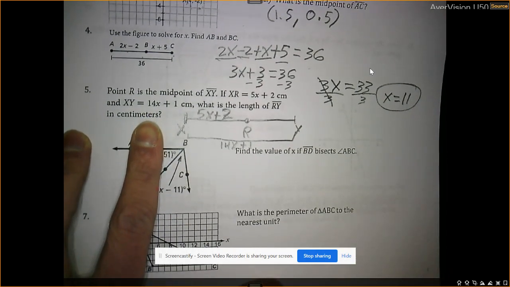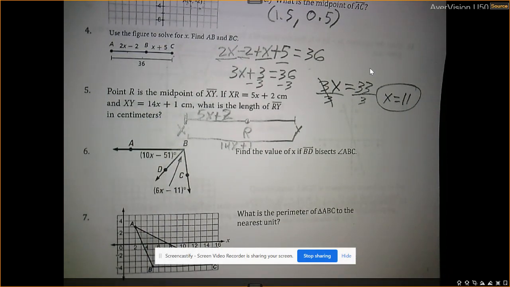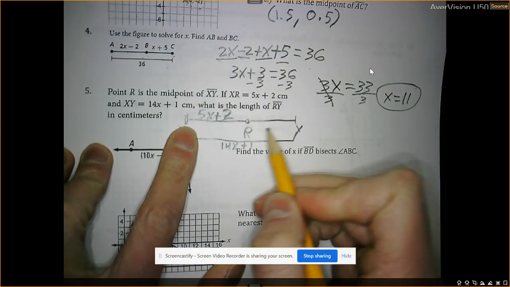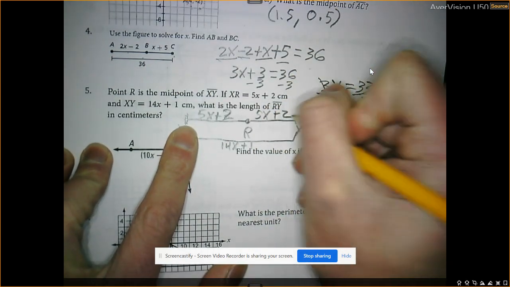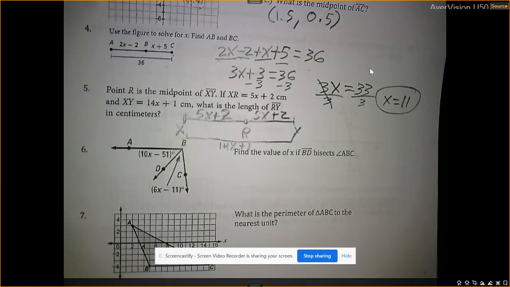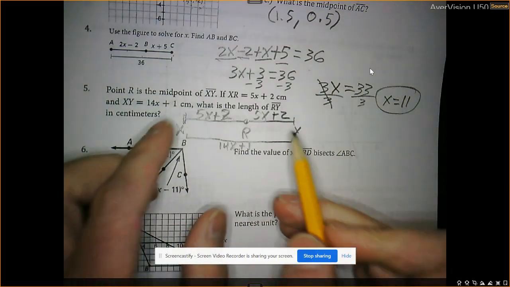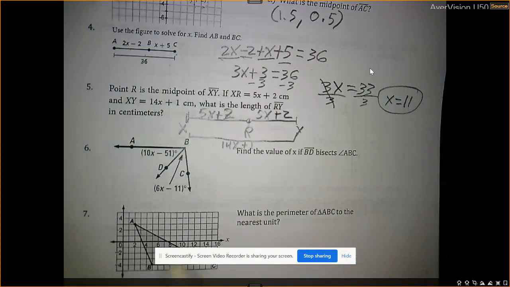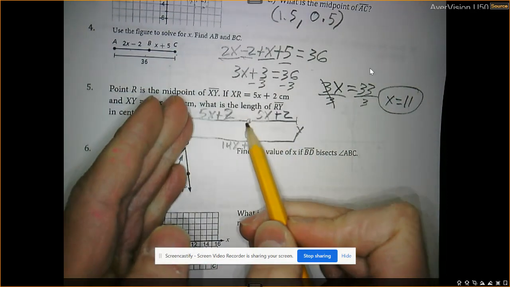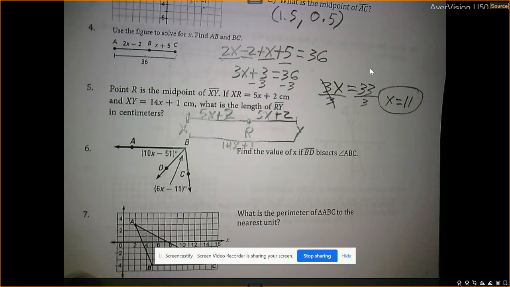What is the length of RY? Well, if we want to know the length, we have to solve for x. And if R is the midpoint here, then if this is 5x plus 2, this also has to be 5x plus 2 because it has to be the same. Do we get that? Yeah. If R is the midpoint, then this has to equal this, because it's cutting it completely in half, so we have these two equal lengths.